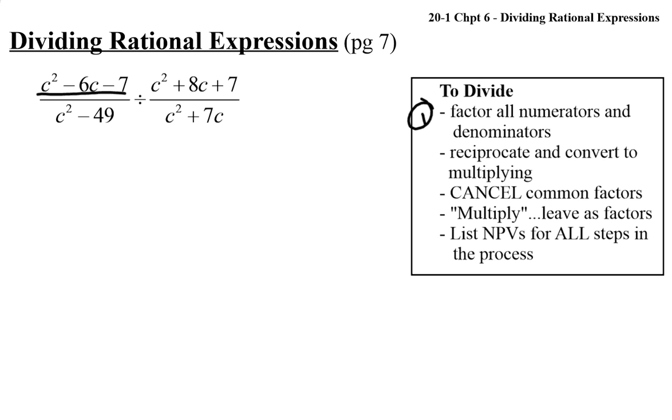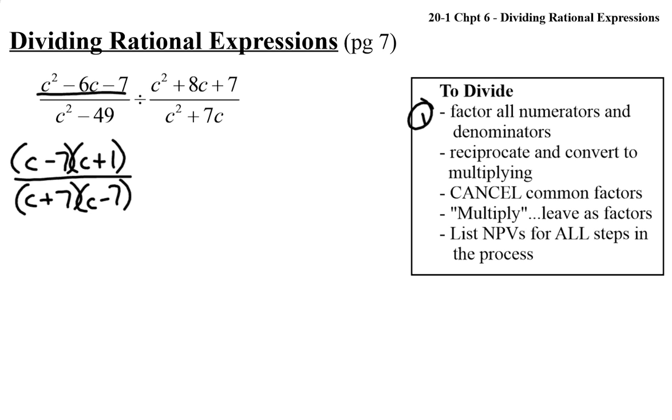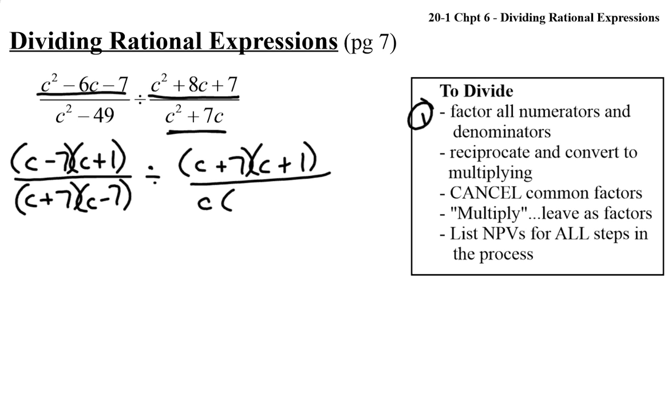C squared minus 6c minus 7. Factor it. We have a simple trinomial. We end up with c minus 7 times c plus 1 over difference of squares, c plus 7 times c minus 7, divided by simple trinomial, c plus 7 and a c plus 1 over that c squared plus 7c, factor out a c, leaves us with c times c plus 7.